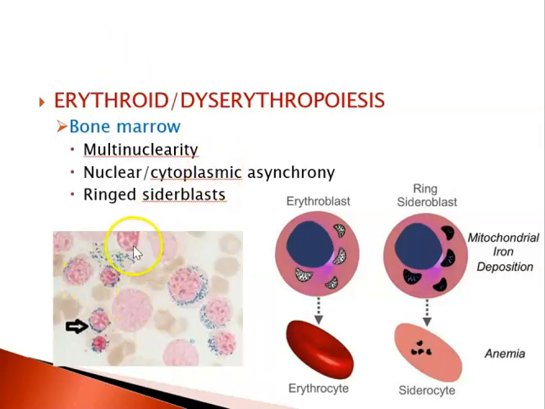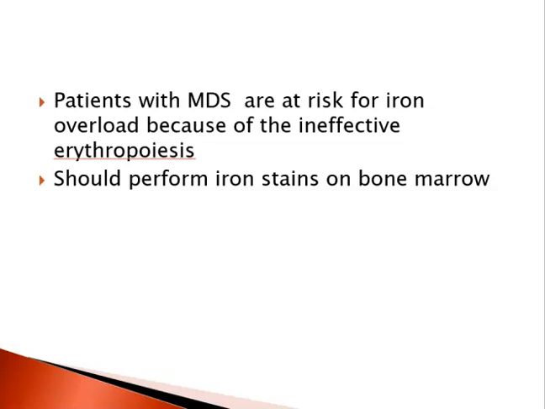And on the slide, it's going to show up as blue granules around the nucleus. So here is our ringed sideroblast. So the mitochondria has the blue staining with the iron deposits around the nucleus. So in the normal erythroblast, here's the mitochondria without the iron granules. But if it has the iron granules, in the ringed sideroblast, it would show up in your erythroids, or your red blood cells in your bone marrow. So patients with MDS are at high risk of iron overload because of the ineffective erythropoiesis. So you should perform iron stains on your bone marrow.